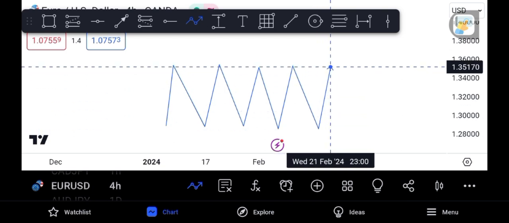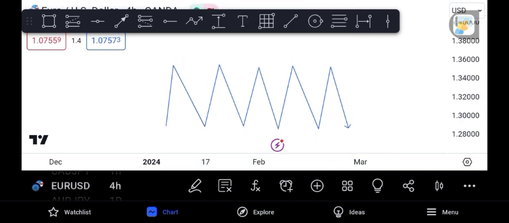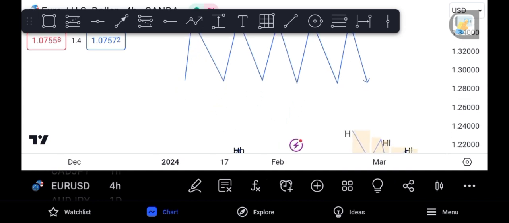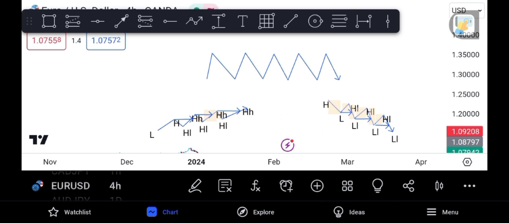Moving in a sideways movement. So there is no clear direction of where it's going. Either it's moving to the upside or it's moving to the downside. So then when we have these three main market structures, let's go to the chart and let me show you how this is in the market.